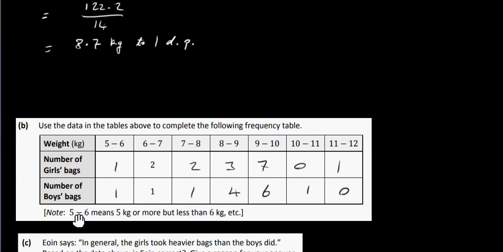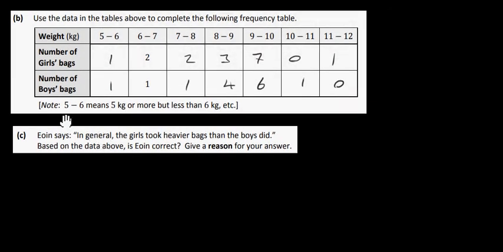Now you've got to read this little statement down here at the end. It just says 5 to 6 means 5 kilograms or more, but less than 6. In other words, if there is a bag that weighs 6 kilograms, it doesn't go into this cell here, it goes up here, and so on. It's the same for all of them. 9 to 10 means 9, but not including 10. If there is a bag that weighs 10 kilograms, it goes in here.